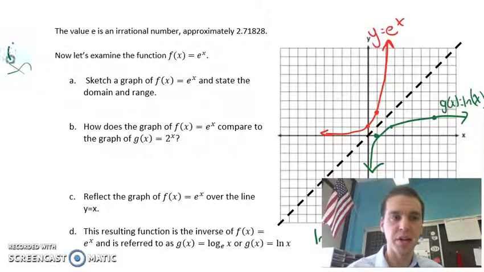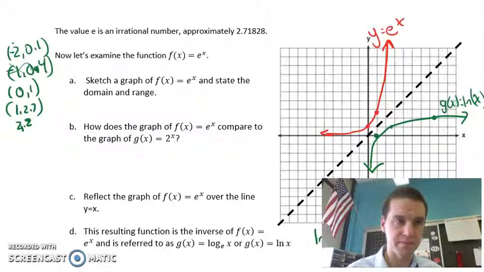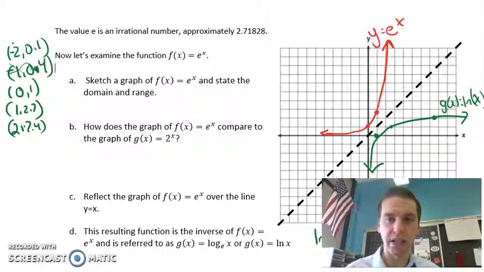that we have these points, and this is from what I skipped, so I'll write them down for you guys. 0, 1, 1, 2.7, and 2, 7.4. And that's how I graphed y equals e to the x. You can pause it and do that if you would, or please pause it and do that. Sketch a graph and state the domain and range.